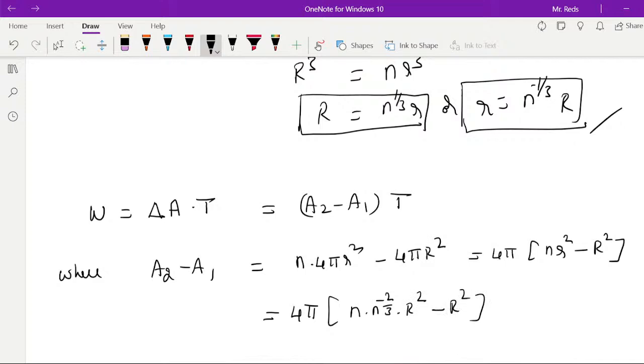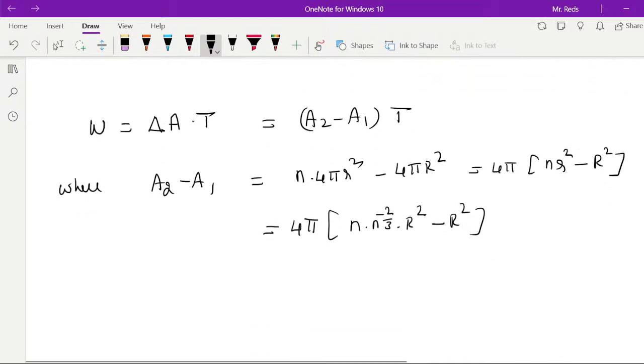So capital R square is common, take it out. It is n power 1. Bases are same, powers can be added. 1 minus 2 by 3 is 3 minus 2 by 3, this is 1 by 3. So hence A2 minus A1 is equal to 4 pi R square into (n power 1 by 3 minus 1). This is A2 minus A1.